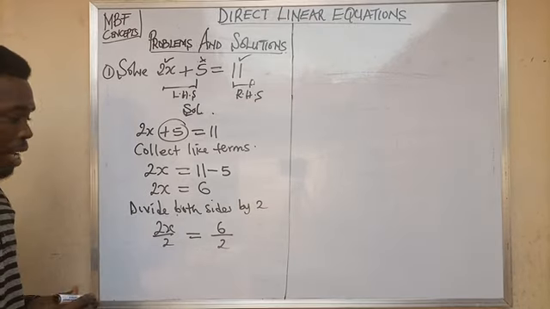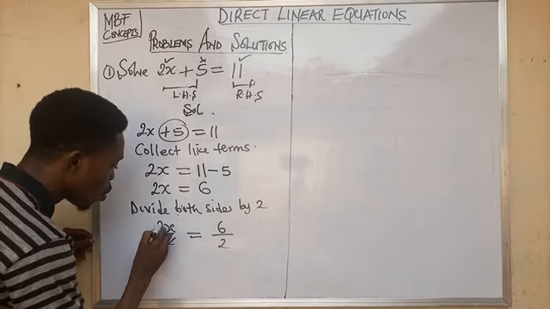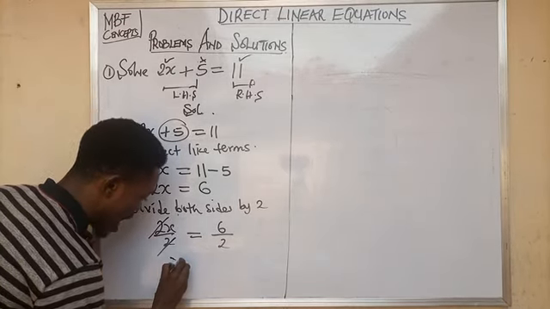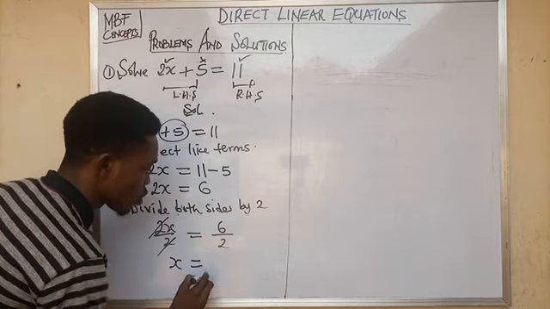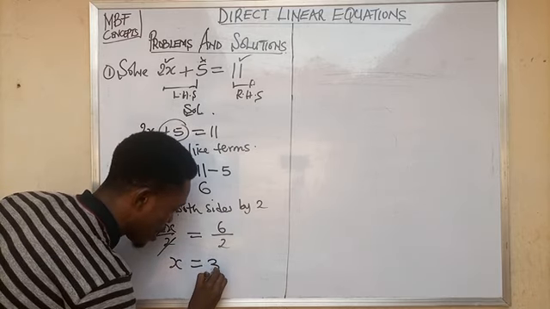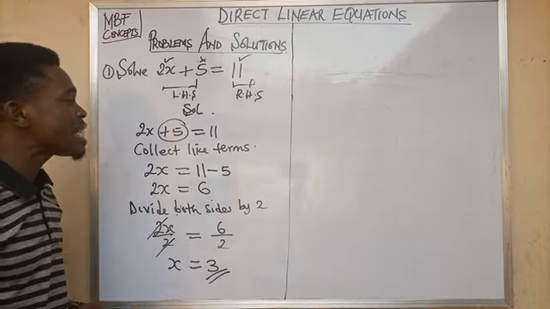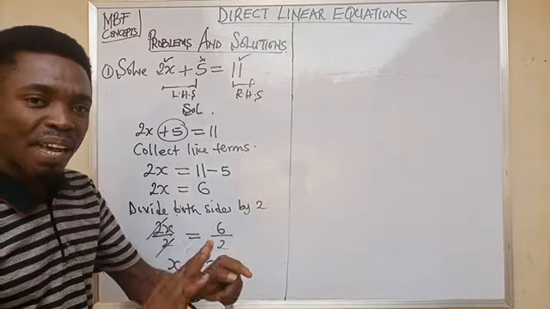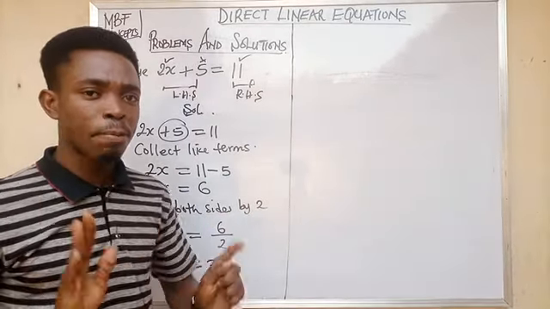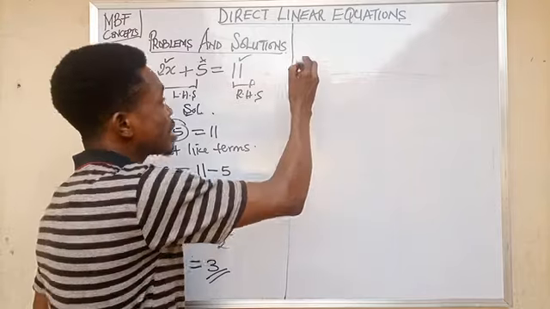It's as simple as this, guys. Then what next do we do? 2 divided by 2 is 1. Then we now have 1x, and this is equal to 6 divided by 2. Guys, we have 3. This is the answer to this very question. Guys, it's as simple as this. Now, guys, let's look at question number 2.